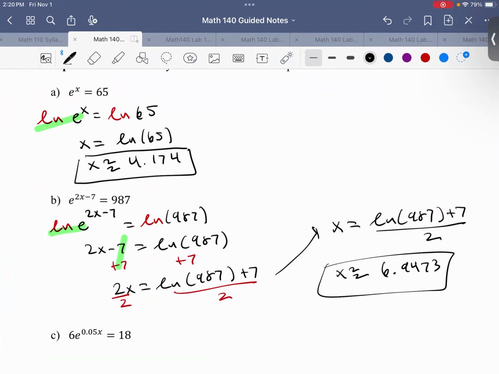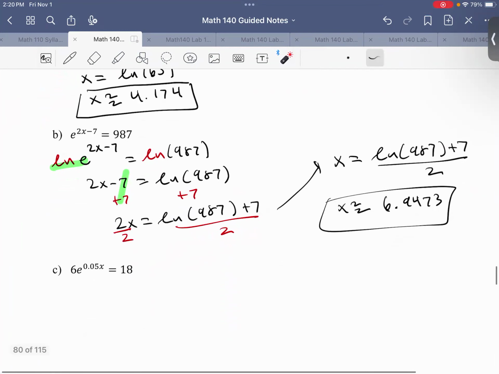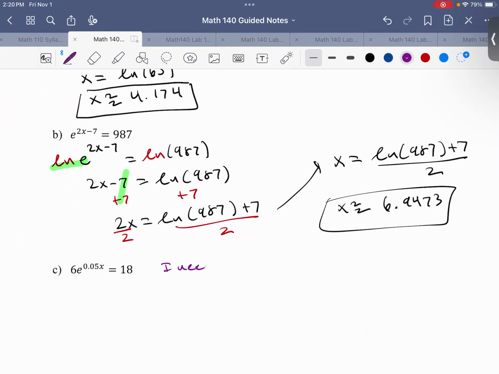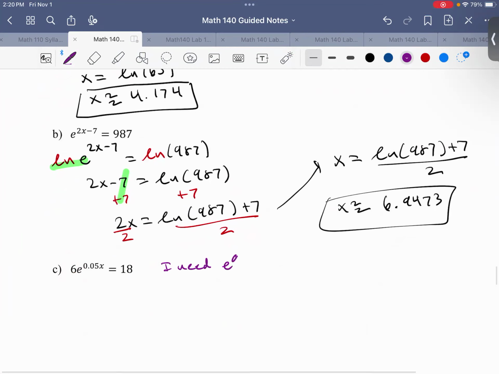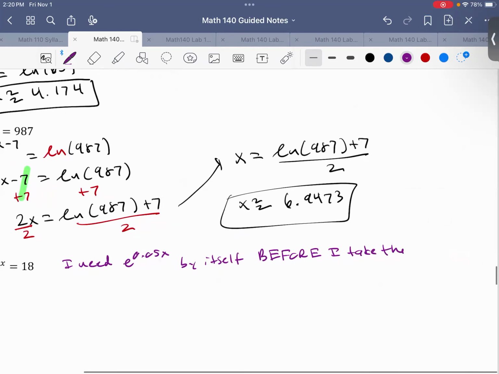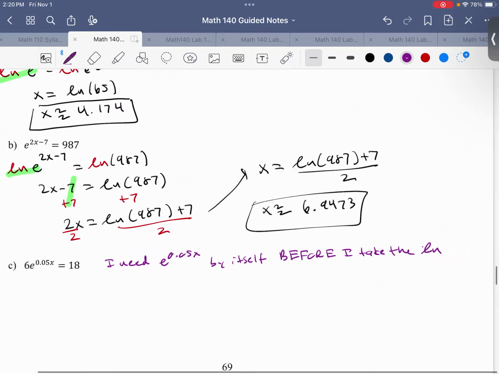Moving on to the next question. This question's a little different because we have this 6 multiplying that e to the x, right? So what's important here is I need e to 0.05x by itself before I take the natural log of both sides.